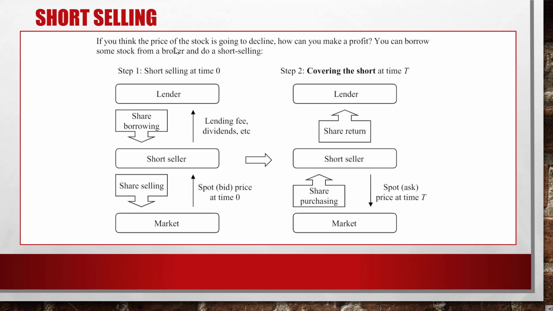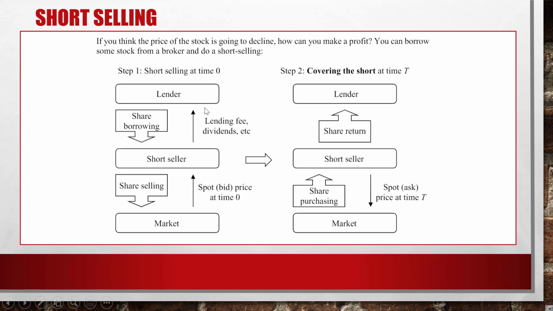Alright, now let's talk about short selling. If you think that the price of the stock is going to decline, how can you make a profit? Here you can borrow some stock from a broker and do a short selling. And for the short selling, here's how it works. First, you have to borrow one share from the lender. So this is step 1 at time 0. You borrow one share from the lender.